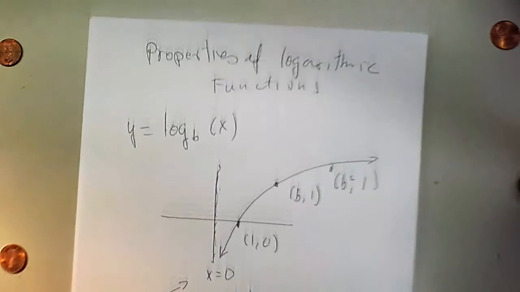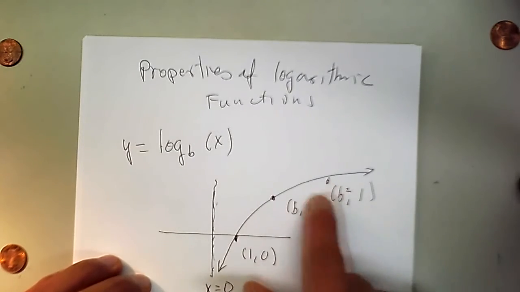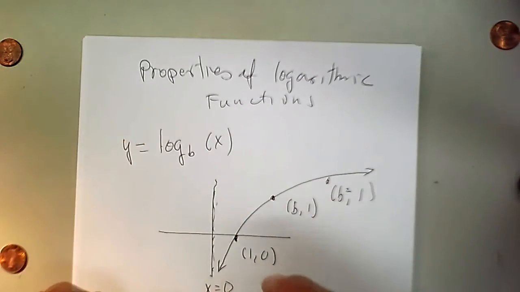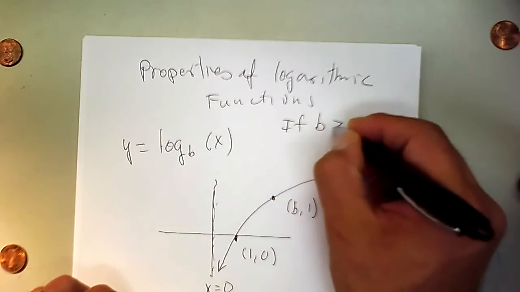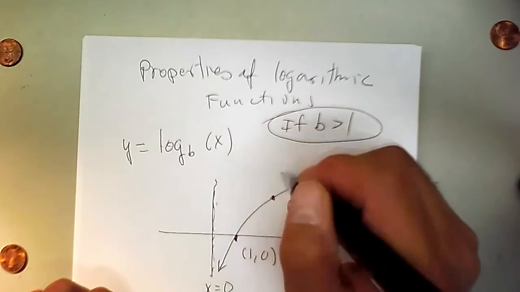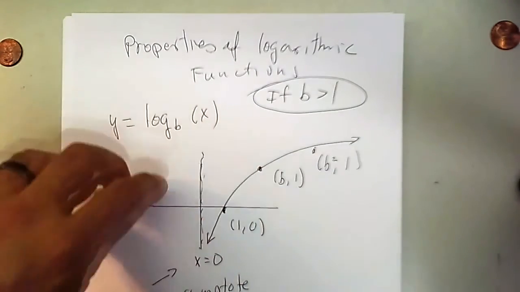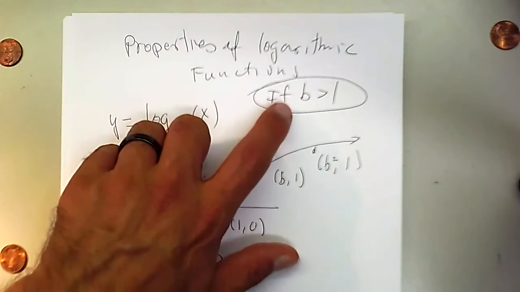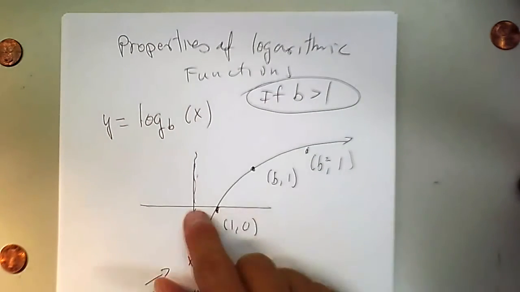Okay, so that brings us to another kind of graph. This is the correct graph for logarithms if b is bigger than 1. If b is greater than 1. Very, very important requirement for this graph to happen. We're going to address the graph when b is smaller than 1 in a moment, on the next page. But let's finish this up.